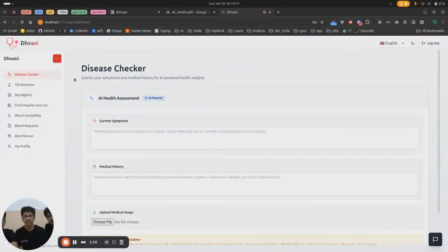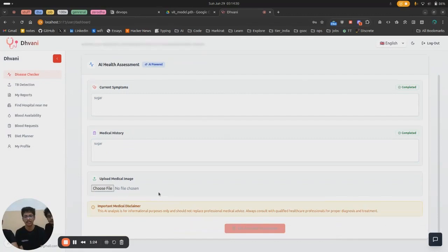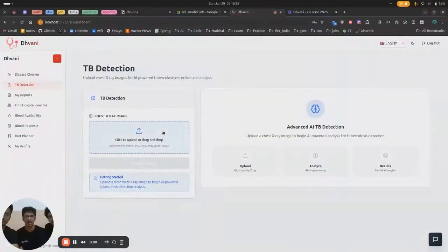The first service that we have in our application is a disease checker. Here, basically, a person can give their current symptoms, their medical history, and an image of any such document, which could be an X-ray or a CT scan or an MRI. There is also a TB detection tool, where we use ML models to detect, via X-ray, the percentage chance of a person having TB.